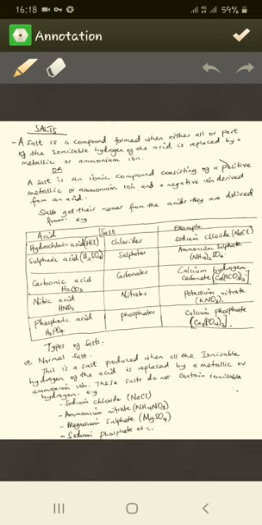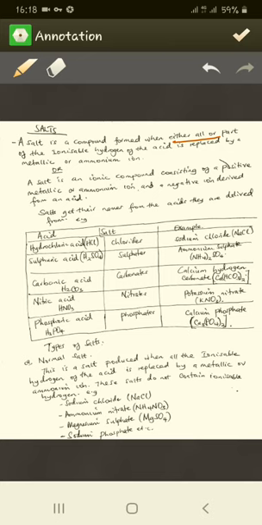Today, I want to take you through this new topic, and it is called salts. We are defining a salt as a compound that is formed when either all or part of the ionizable hydrogen of the acid is replaced by a metallic or ammonium ion. What does that mean? It means that salts are derived from acids.